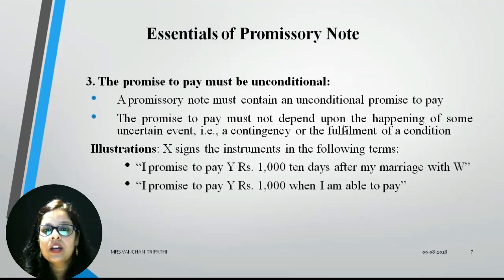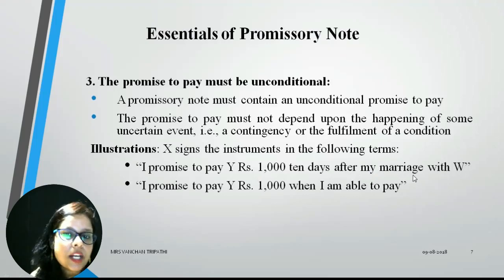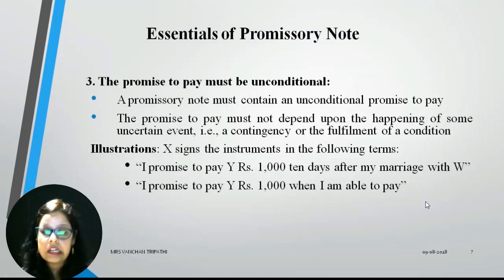The payment or the promise should not depend on the happening and non-happening of an event like this. In this case, after my marriage with W, if the marriage happens, or X is able to marry W, then only he will be paying rupees 1000 to Y. Otherwise, he will not be paying the rupees 1000 to Y. So this is the contingency situation. The promissory note should not depend upon the happening or non-happening of any event. So the promissory note should be unconditional.